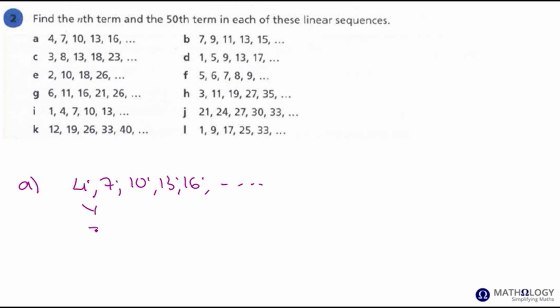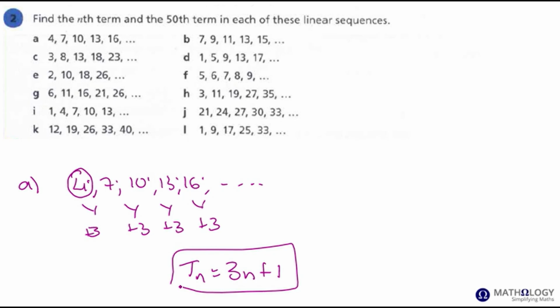So the common difference is plus 3. We add 3 to each term. So the nth term will be the common difference times n. When n equals 1, we have to have the first term being 4. When n equals 1, 3 times 1 is 3. We have to add 1 to get 4.